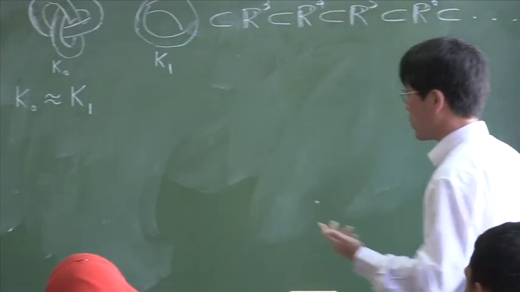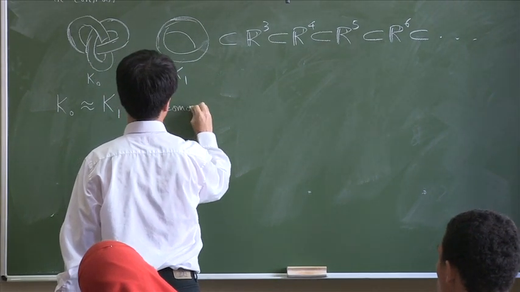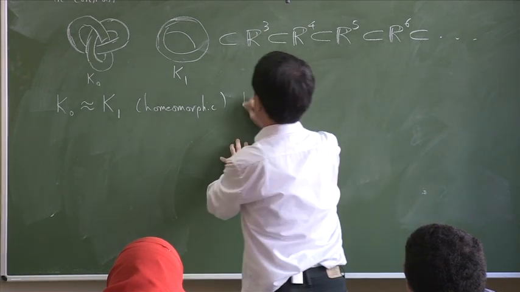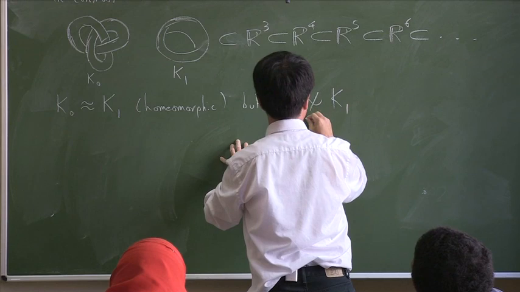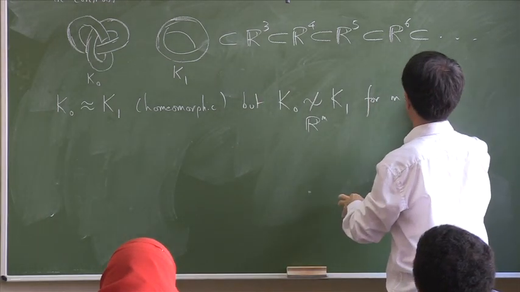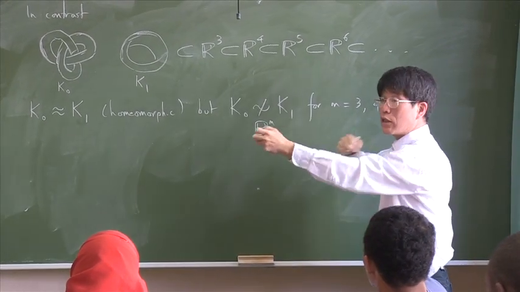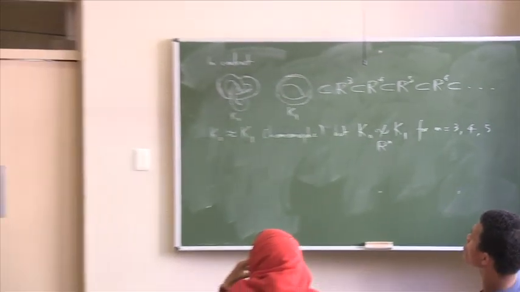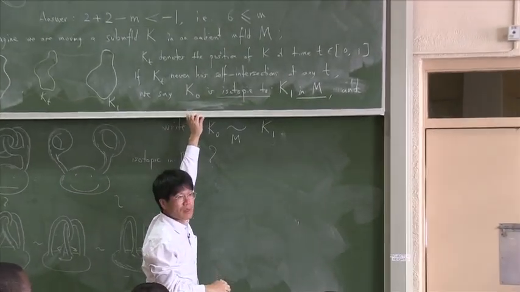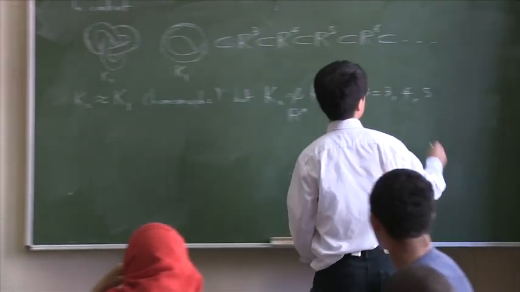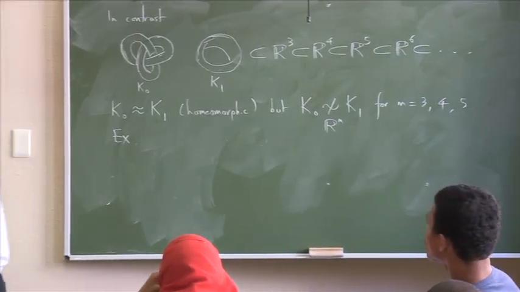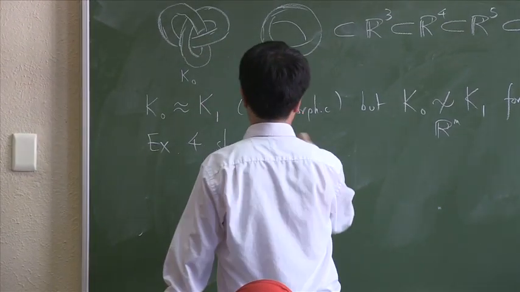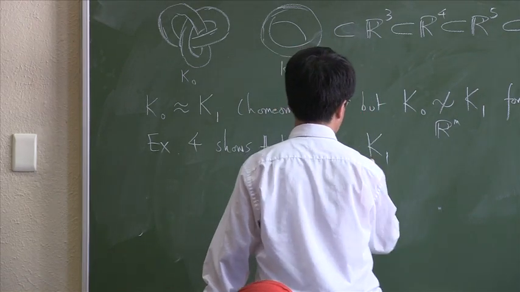The word is intrinsically, they are the same. So they're homeomorphic. But if you try to isotope one to the other, if you try to move, deform them inside some ambient space, they are not isotopic. Rm for m equals 3, 4, 5. For in those dimensions, you cannot deform one to the other. If you try to do so, you run into self-intersection. And according to our definition, the isotopy should have no self-intersection in the course of the deformation. You should not cheat. However, example 4 shows that they do become isotopic in R6 and above.